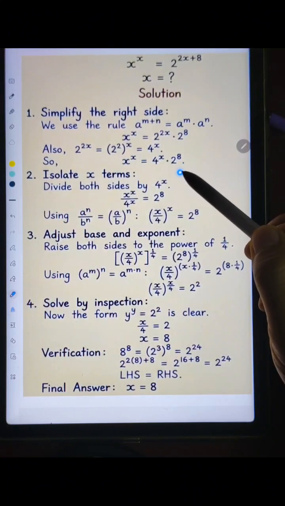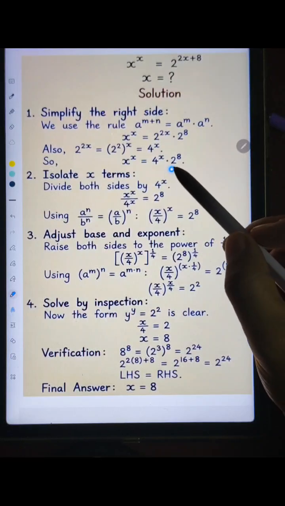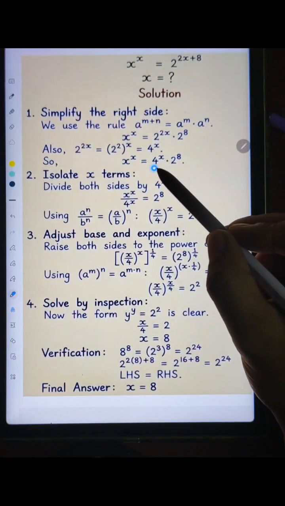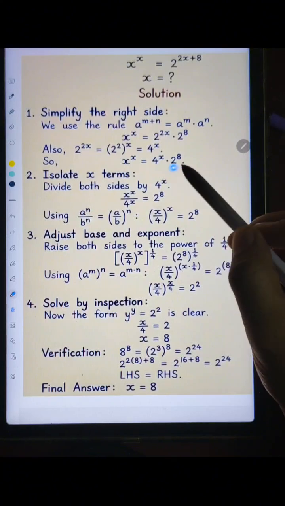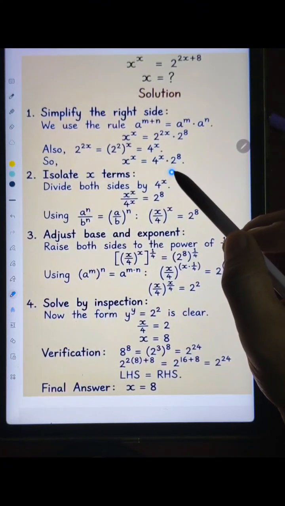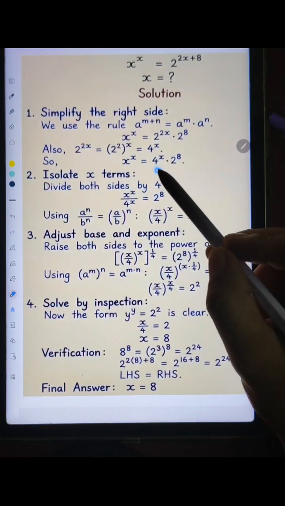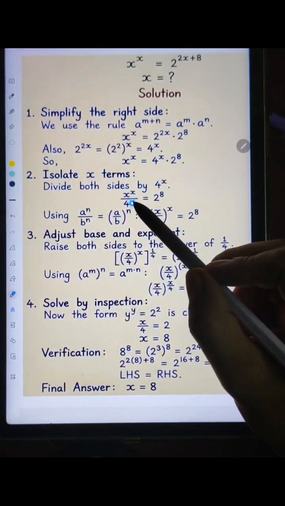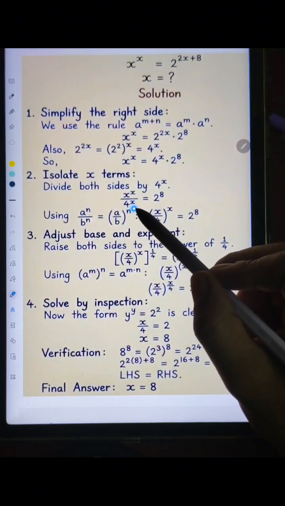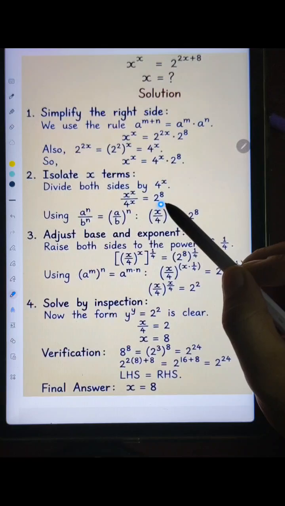Now, the next thing to do is to isolate x terms. To do that, we are going to divide both sides by 4 raised to x. The purpose is that the right side of the equation becomes a constant. So dividing both sides by 4 raised to x, this equation becomes x raised to x divided by 4 raised to x equals 2 raised to 8.